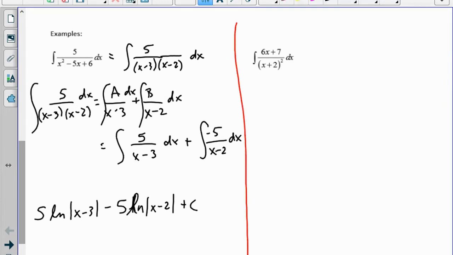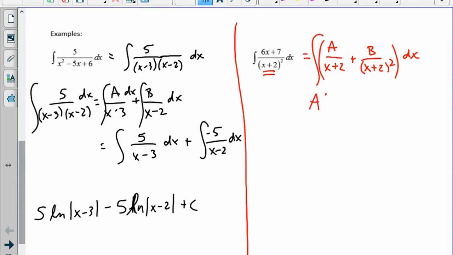Okay, so if we look at the next problem, I have 6x plus 7 over x plus 2 squared. This is a repeated linear factor. So since this is a repeated linear factor, I'm going to rewrite this as a over x plus 2 plus b over x plus 2 squared. And so now it's basically just a matter of multiplying through by the common denominator. So the common denominator is x plus 2 squared.